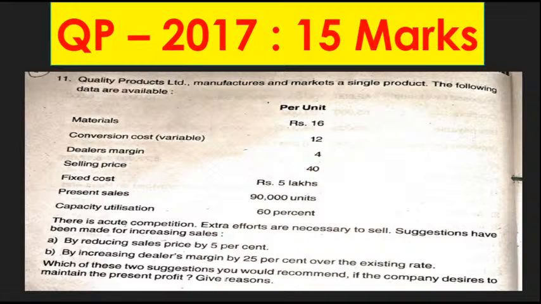Suggestions have been made for increasing sales. First one, by reducing the sales price by 5%. Second one, by increasing the dealer's margin by 25% over the existing rate. Which of these two suggestions would you recommend if the company desires to maintain the present profit? Okay, now see the problem. I just simplified this problem for understanding the students.